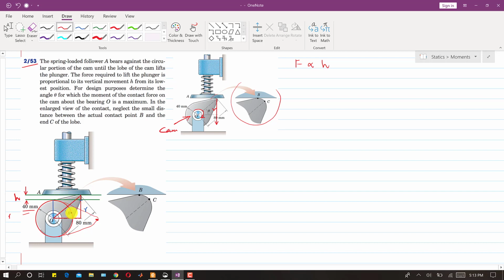And when this theta is maximum, when this theta is 90, then this C point will be at its maximum location. So it will be somewhere here, right? If I draw it, it will be somewhere here. Then this plunger will be in contact here, right? So this will be the plunger position, right?